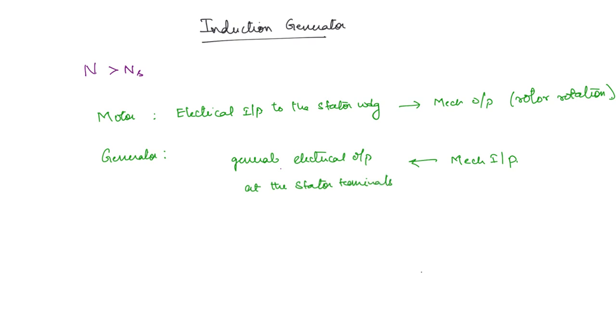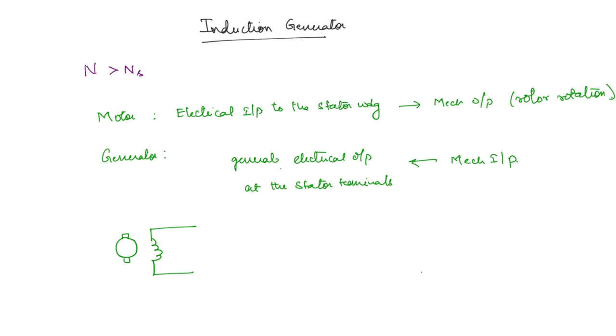But if you compare the induction generator with a DC generator, there is one significant difference. What is that? In the DC machine, there was a rotor and there was a field winding. This was either separately excited or it was self-excited. In the induction generator, there is no separate field circuit. That means there should be some power source which will give you the magnetic flux required for the electromagnetic conversion. So that you cannot see in the case of induction generator.